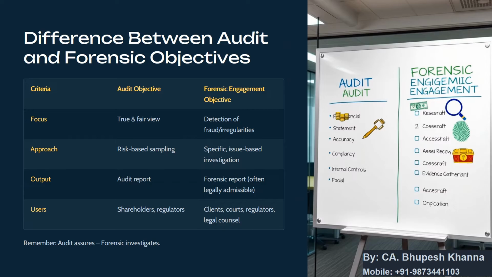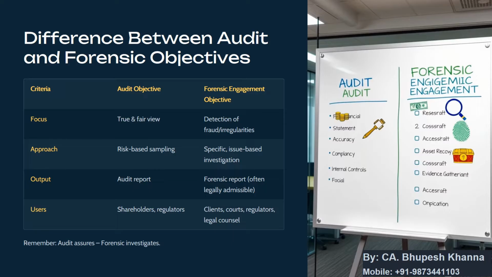Next is the difference between audit and forensic objectives. CA students often confuse forensic objectives with audit objectives. Here's a simple comparison on the basis of the following criteria. Number 1, Focus. In an audit objective, the focus is on a true and fair view, and in a forensic engagement, it's the detection of fraud and irregularities. Number 2, Approach. An audit objective is risk-based sampling and a forensic engagement is a specific, issue-based investigation. Number 3, Output.